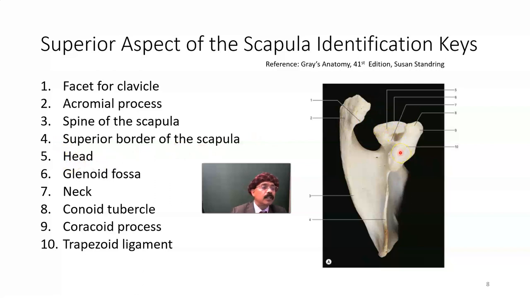Number 10 is the attachment of the trapezoid ligament, a part of the coracoclavicular ligament. Number 9, this is the coracoid process. Okay, this is the head, this is the acromion process.